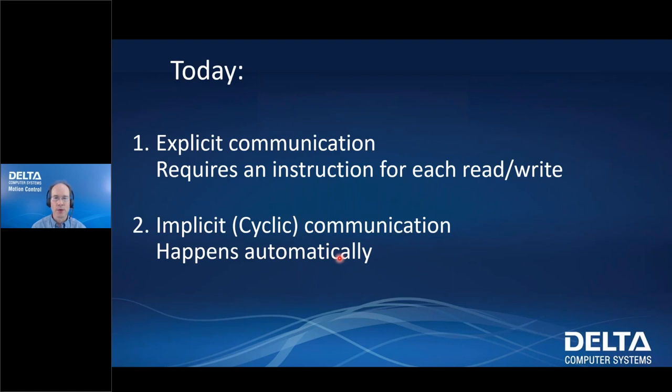Today, we are going to talk about explicit communication that requires an instruction for each read and write. So typically in your ladder logic, you have an instruction every time you want to write to the RMC or read from the RMC. And then we're going to talk about implicit or cyclic communication, where we set it up ahead of time and then it just happens automatically without any instruction in the ladder logic in the PLC. Of course, we do need ladder logic to handle the data, but the communication itself doesn't need anything.